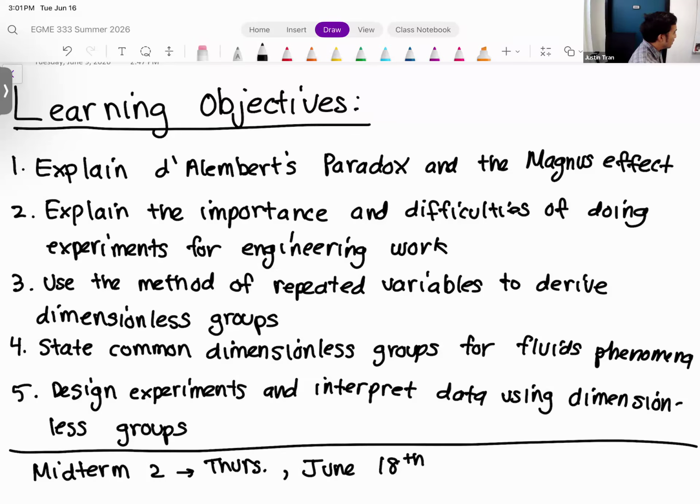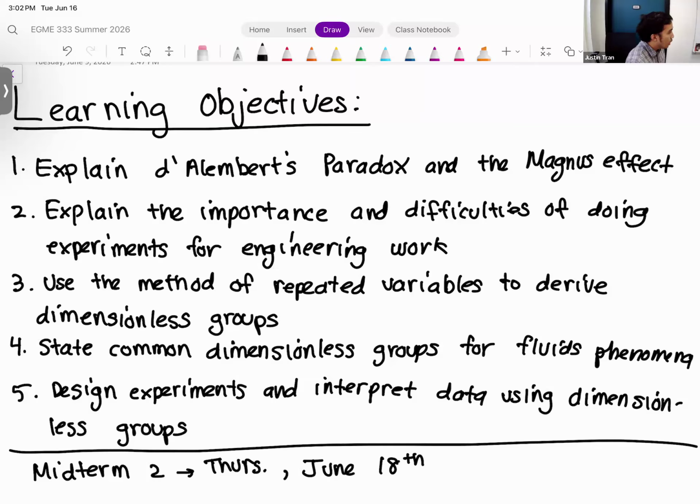Some announcements. Remember, midterm 2 is this Thursday, so that's in 2 days, Thursday, June 18th. Please make sure you are here in class. Just like the first midterm, there is no option to take the midterm over Zoom, so you need to be here in person. Just like the first exam, you can bring your writing utensil. Please bring a calculator and also one sheet of notes: one 8.5 by 11 sheet, both sides, you can write or type.